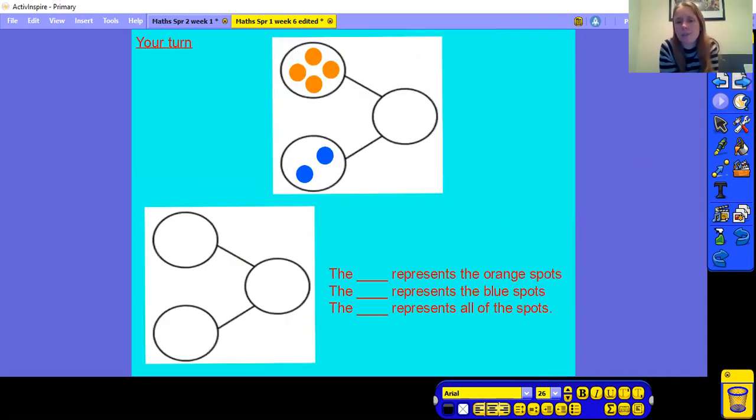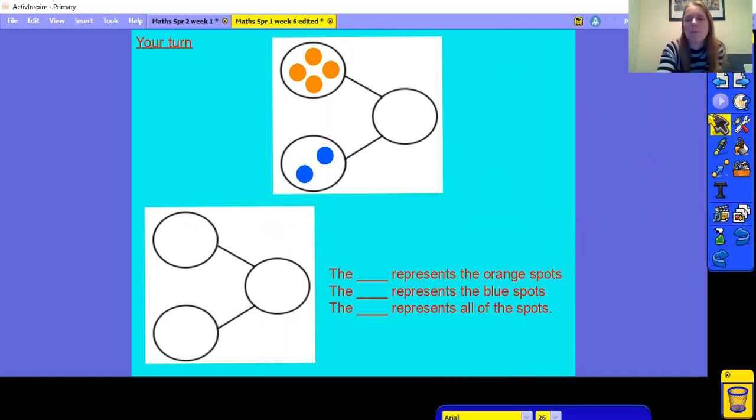Now it's your turn. Have a look at the orange spots on the top part whole and write the numeral here that represents the orange spots. Then have a look at the blue spots and write the numeral here that represents the blue spots. Do that part first and then come back and we'll do it together.